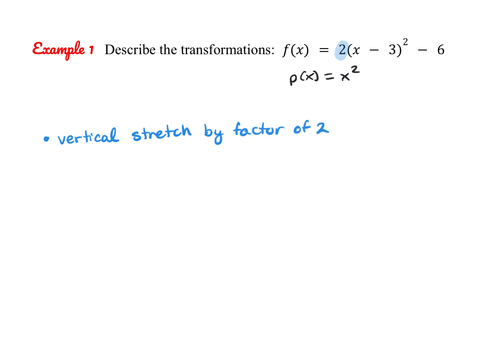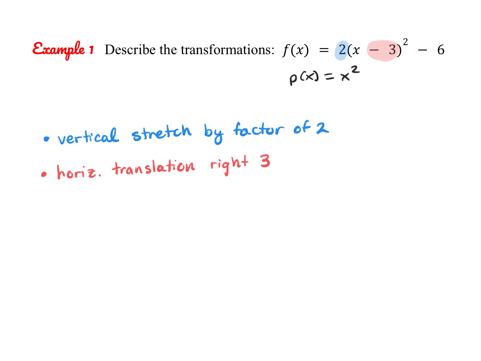The next two things I see are both going to be translations because they involve addition or subtraction. So let's look at this one. This one is clearly grouped with x. It is also within the stuff being squared. So I know since it is grouped with x, it is going to be a horizontal transformation. So this is a horizontal translation or shift, and it's going to go to the right 3.